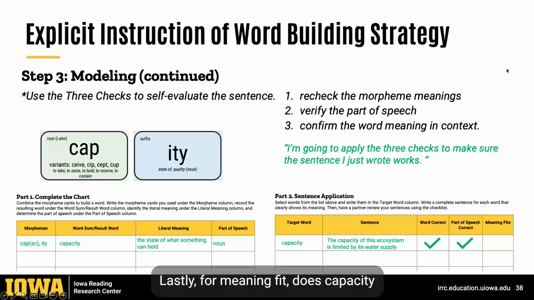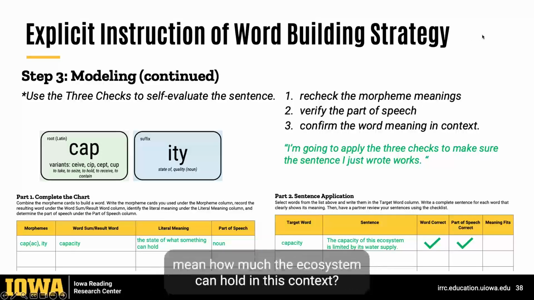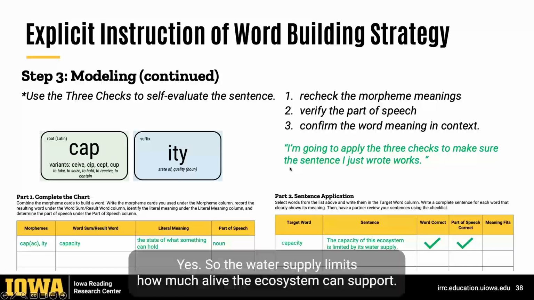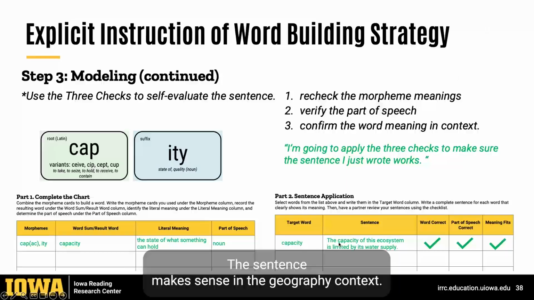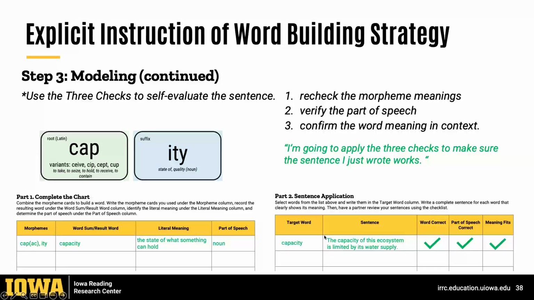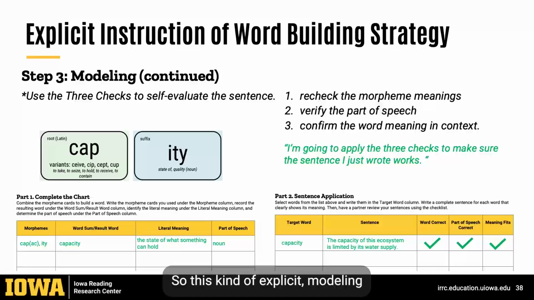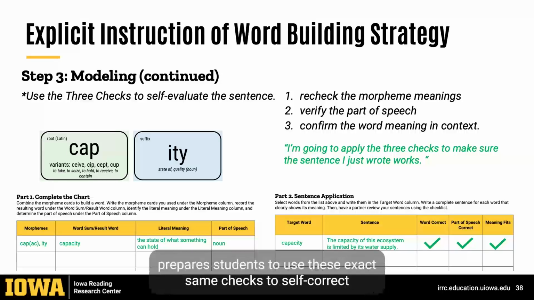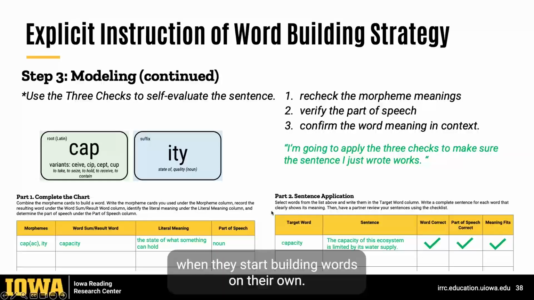Lastly, for meaning fits, does capacity mean how much the ecosystem can hold in this context? Yes. So the water supply limits how much life the ecosystem can support. The sentence makes sense in the geography context, so I'll put the final check mark here. So this kind of explicit modeling prepares students to use these exact same checks to self-correct when they start building words on their own.